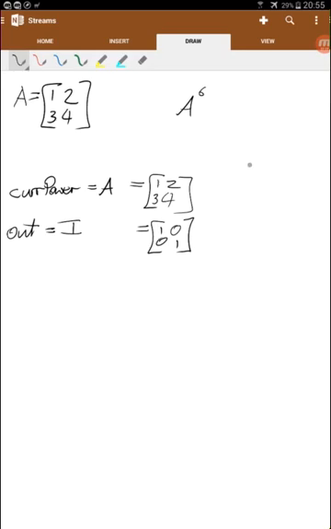We have that n is equal to 6, and so the first thing we do is divide it by 2. 6 divided by 2 gives us 3, remainder 0. Because that's a 0, we don't need to worry about a to the power of 1 being part of our decomposition. So we then square power, so we multiply it by itself, okay, and that takes us 1, 2, 3, 4, multiplied by itself gives us 7, 10, 15, 22.